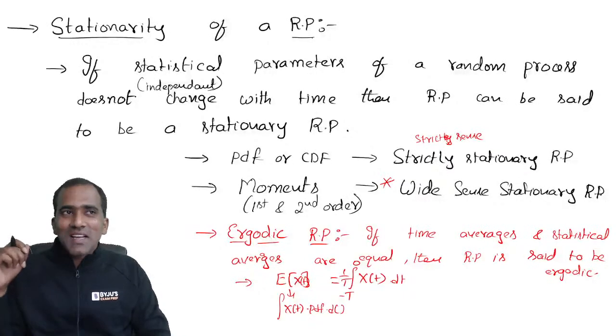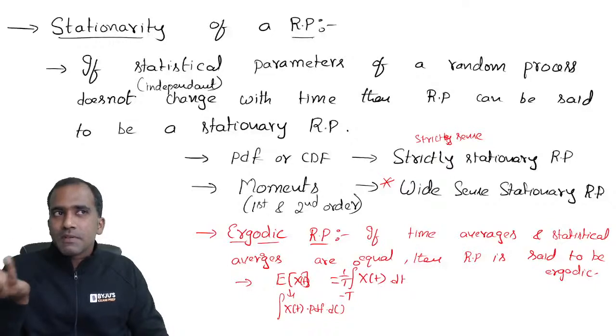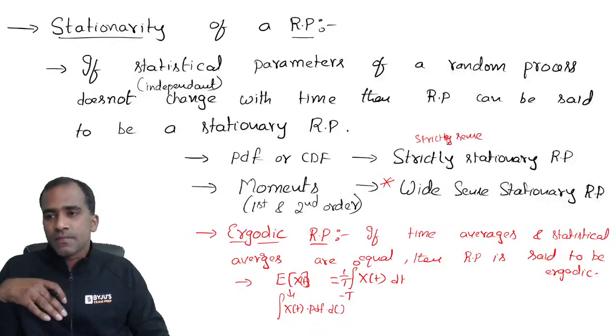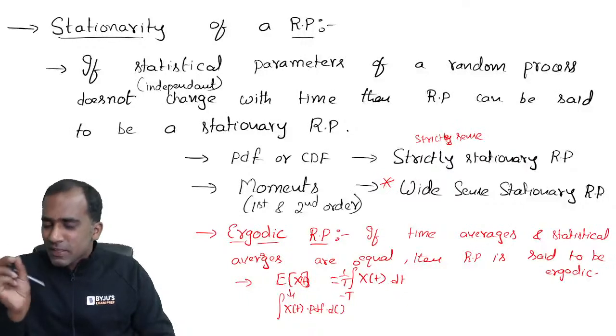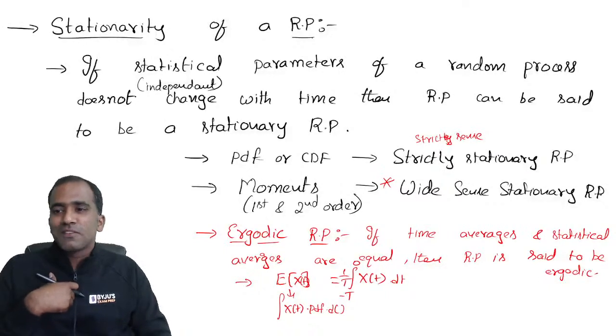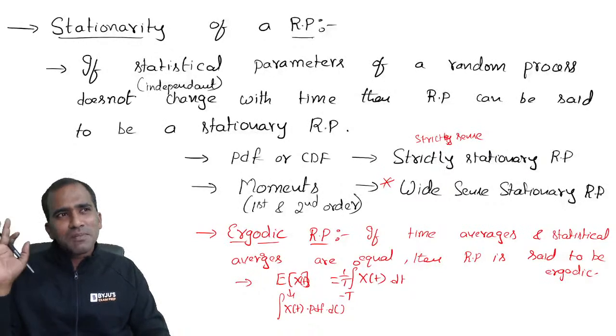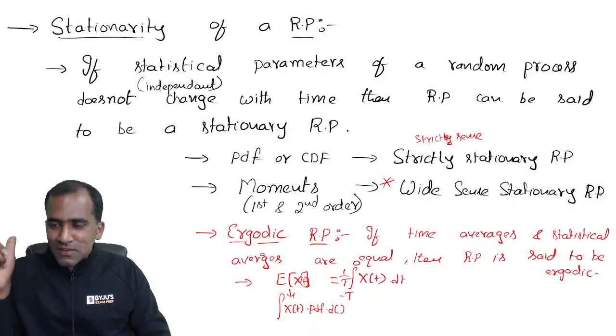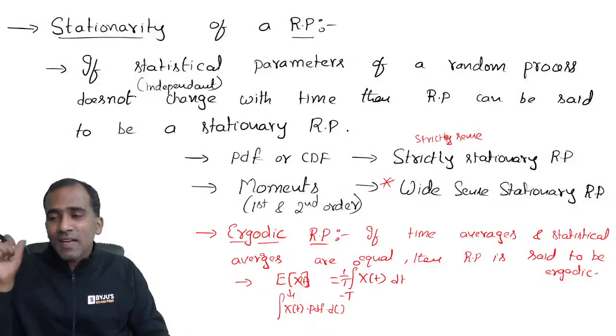Why? Because the general observation is that most random processes practically are ergodic in nature, which means their time averages will match their statistical averages. Even if they don't match, and the mismatch is only by a small percentage, for our convenience we assume them as ergodic. If you assume them as ergodic, then statistical averages are the same as time averages. Correct? Then if you can calculate the time average using the last half an hour of data, since your assumption is ergodic, you can take that as the statistical average also.